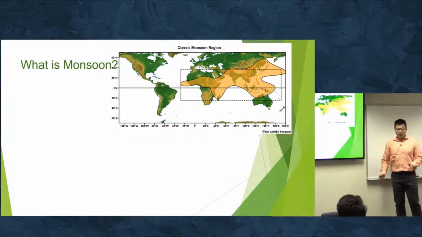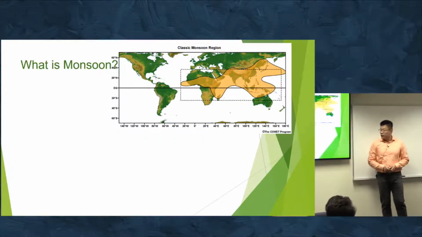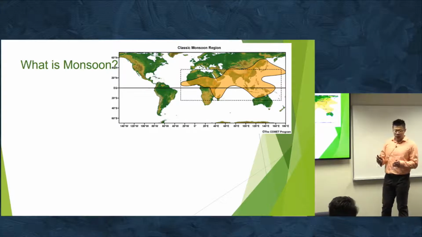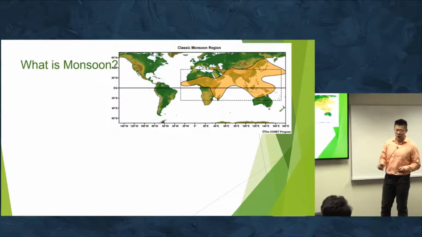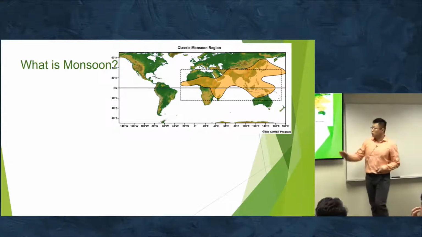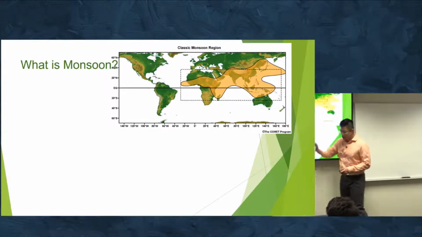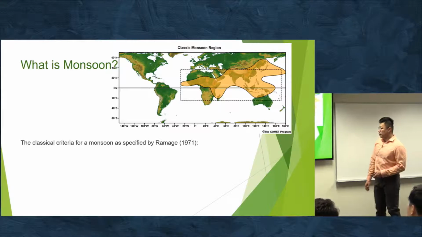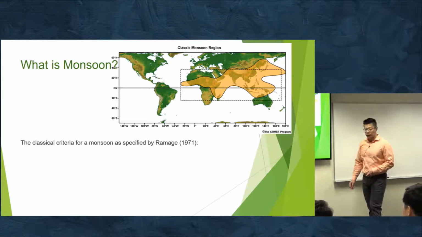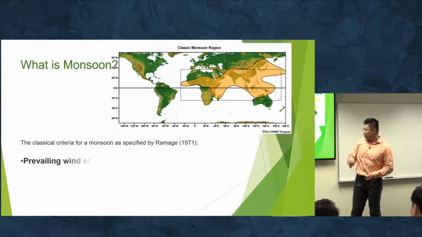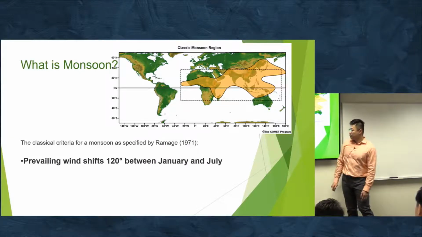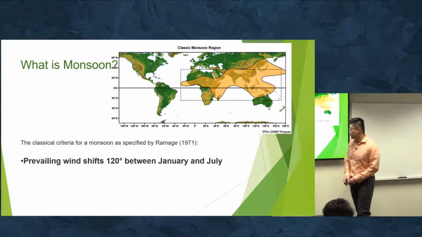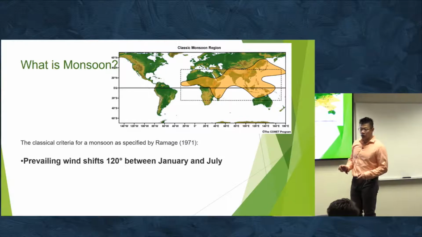Since we know the basic idea of the monsoon, I will talk about the criteria of the monsoon, because we need a definition so we can identify these regions. In 1971, Ramage gave a classical set of criteria for the monsoon. There are four criteria. First, the prevailing wind shifts by 120 degrees between January and July.